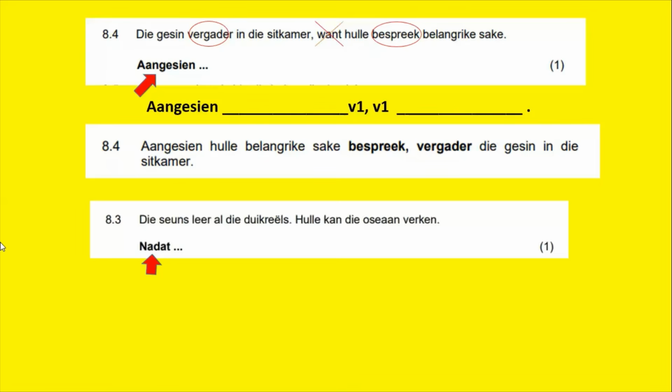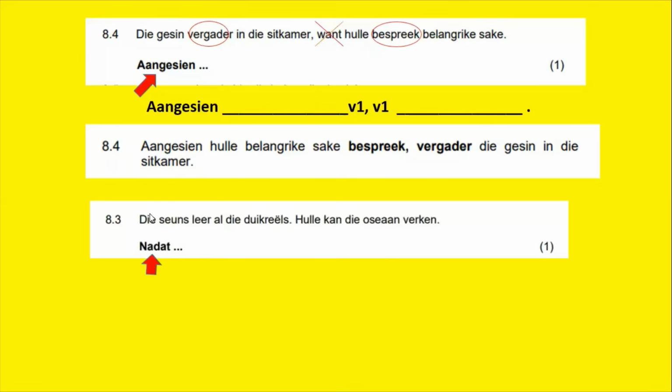Okay, so let's see what sentence we are using first. What happens first? Die seuns leer al die duikreëls. They are learning all the rules. Hulle kan die oceaan verken, so they can go into the ocean. So what do they need to do first? Learn the rules, then go into the ocean. So we are doing this sentence first. So we are going to make this sentence past tense. Okay, so let's do that first.